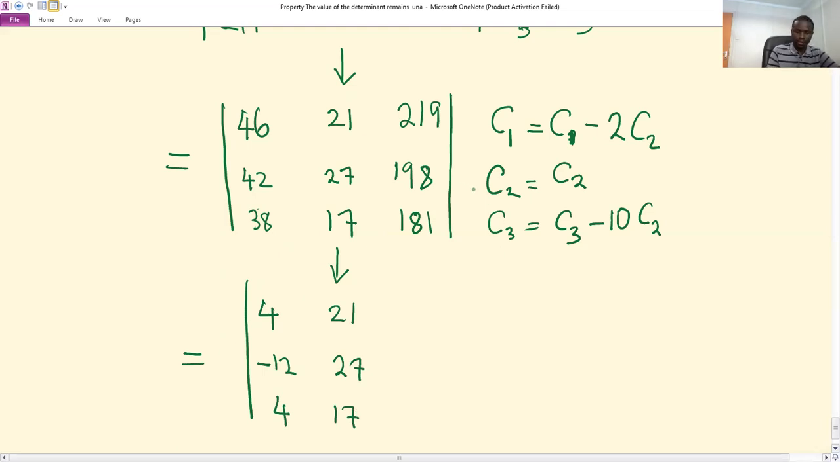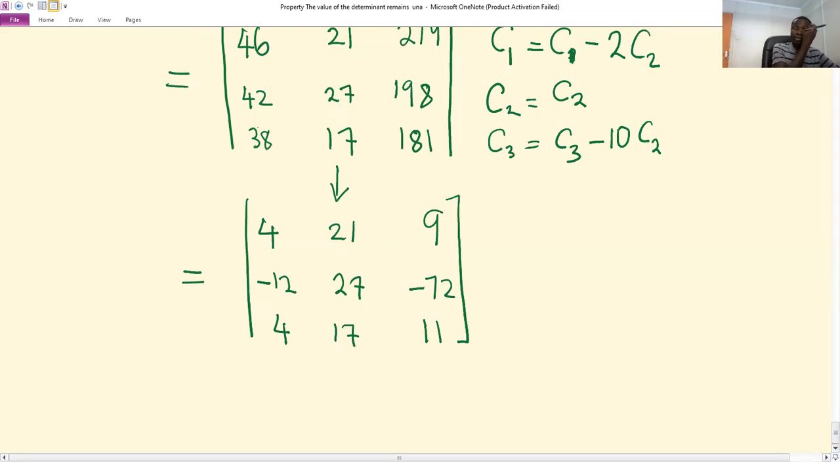And then column 3, 219 minus 10 times column 2, which is 21, I get 9. 198 minus 10 times 27, I get minus 72. And then 181 minus 10 by 17, I get 11. So that's what we have. Now, at this point, remember, we are allowed to play within rows or within columns.